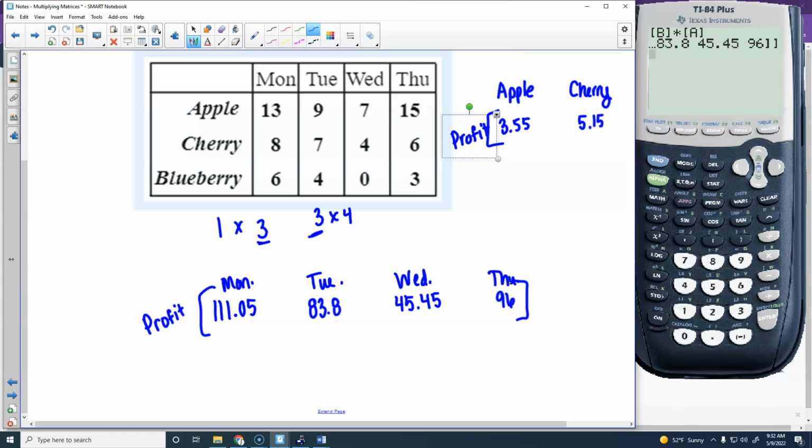So notice these two, the 3 right here, that was apple, cherry, blueberry. Those 3 that overlap, they go away. Your answer is the 1 column, which was this profit, and then the 1 row, which was the row for profit, by the 4 columns, which are Monday, Tuesday, Wednesday, Thursday. So that can help you label your answer there.